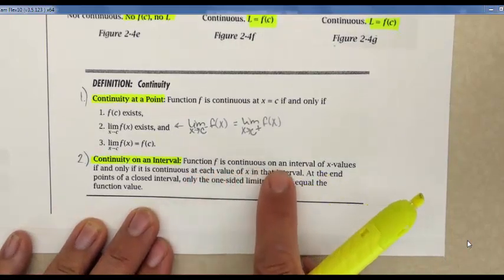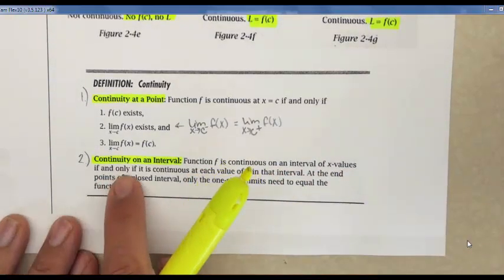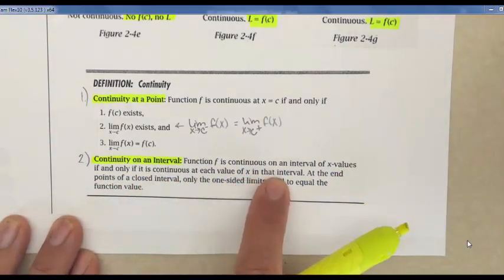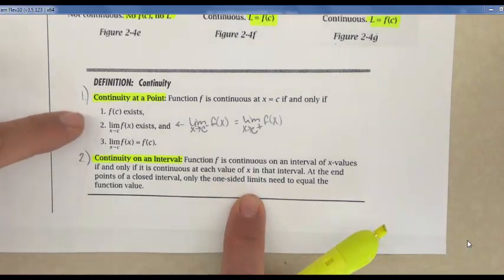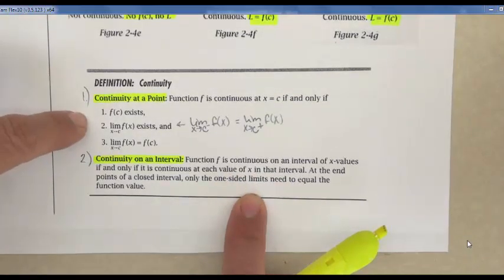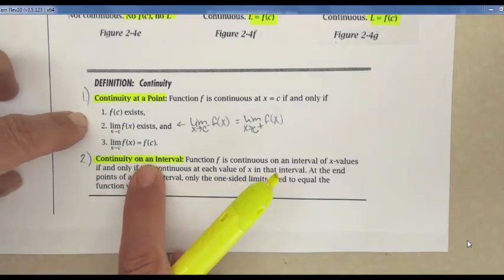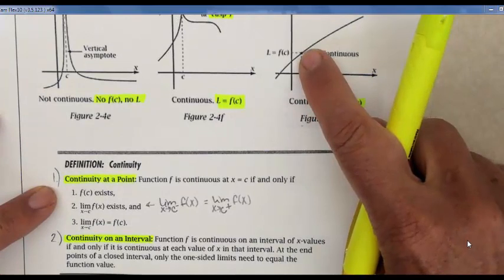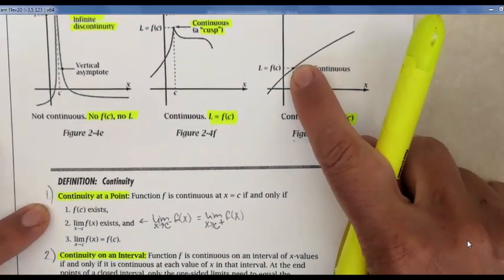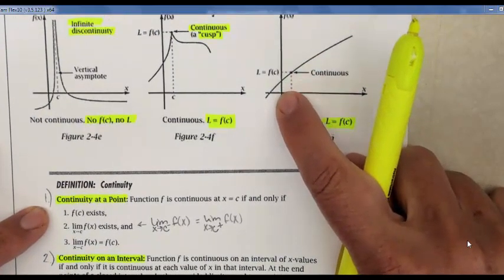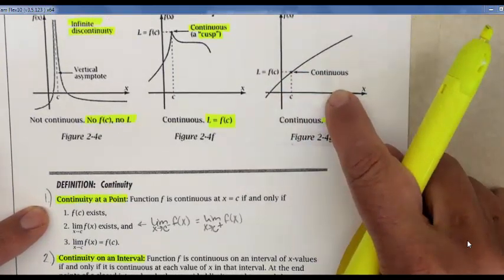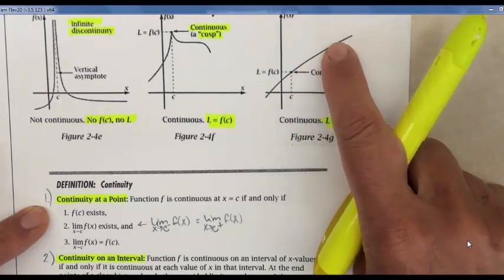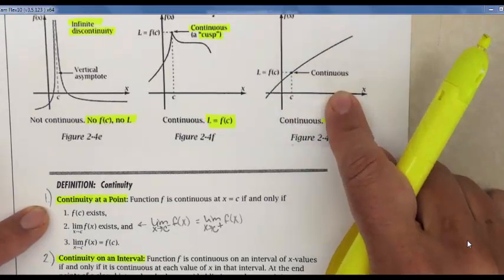Function f is continuous on an interval of x values if and only if it is continuous at each value of x in that interval. So basically for every single point in that interval, this top part must be true, and then it's continuous on an interval. When I was using this example here, I checked just point C. Well, if I wanted to see if it was continuous from, let's say, x equals 0 to x equals 20, I'd have to check the continuity of every single point between x equals 0 and x equals 20.